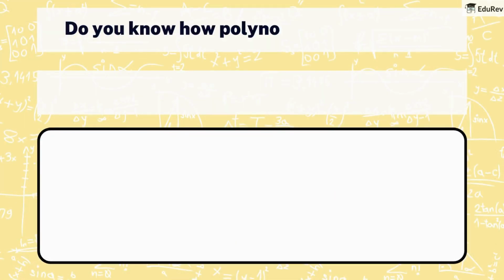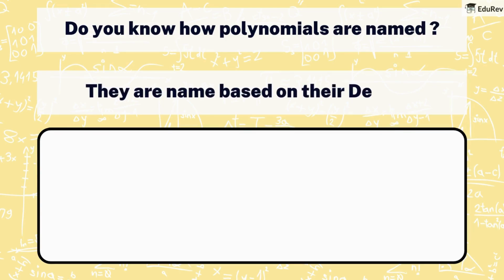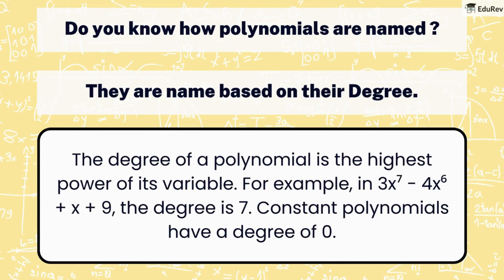Do you know how polynomials are named? They are named based on their degree. The degree of a polynomial is the highest power of its variable. For example, in 3x power 7 minus 4x power 6 plus x plus 9, the degree is 7. Constant polynomials have a degree of 0.